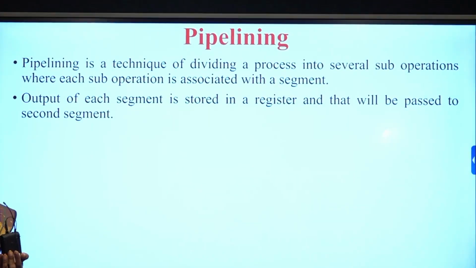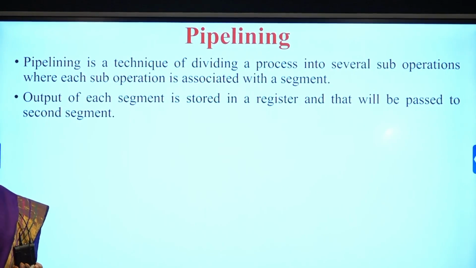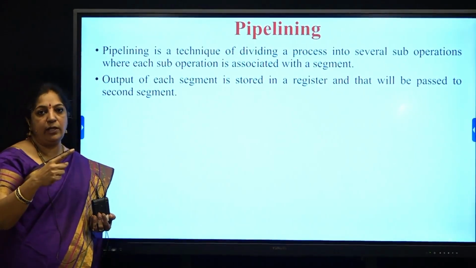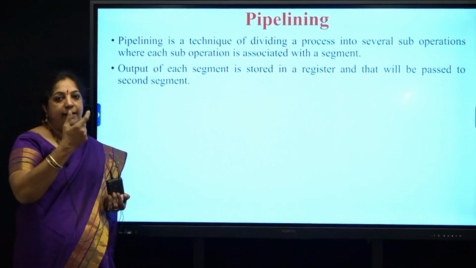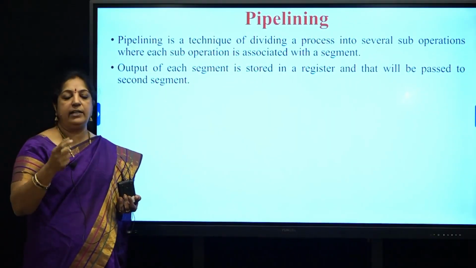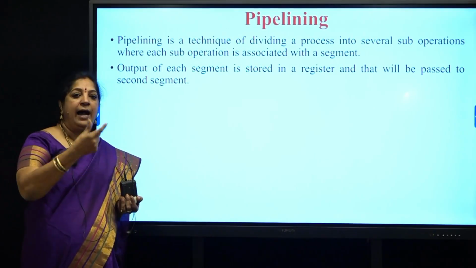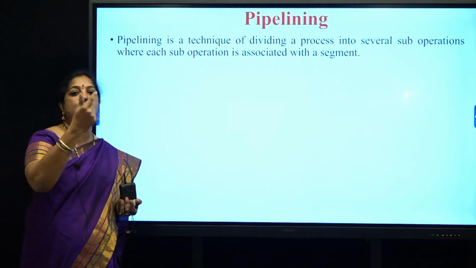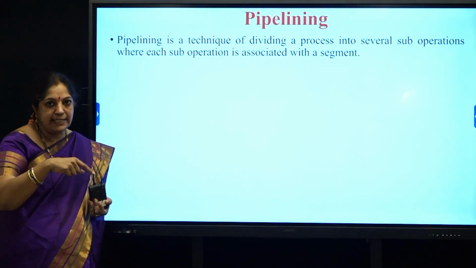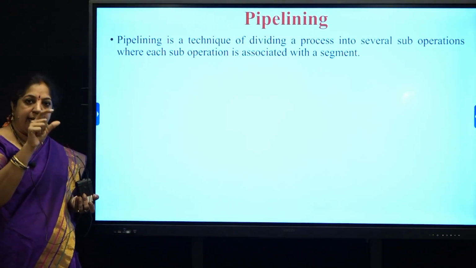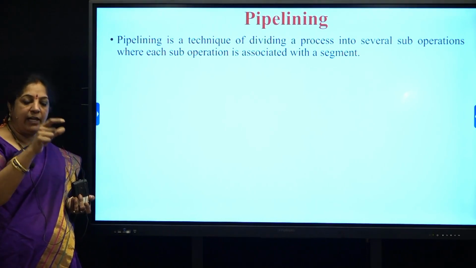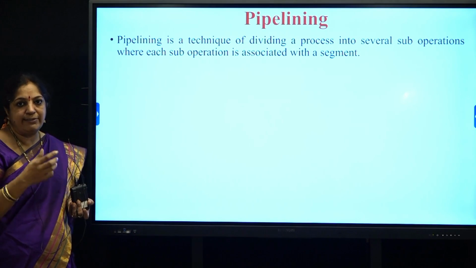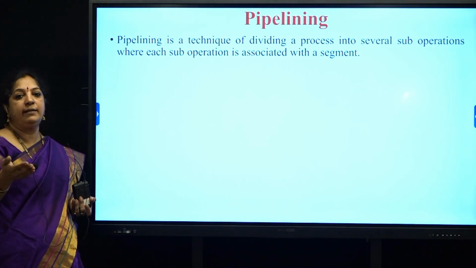Suppose we divide one instruction into 3 segments. We send the input to the first segment, it executes, and it gets some output. That temporary output we store in one register, and that register content we send as the input to the second segment. When the second segment completes, again we get an output, store it in another register, and the content of that register we send to the third segment.